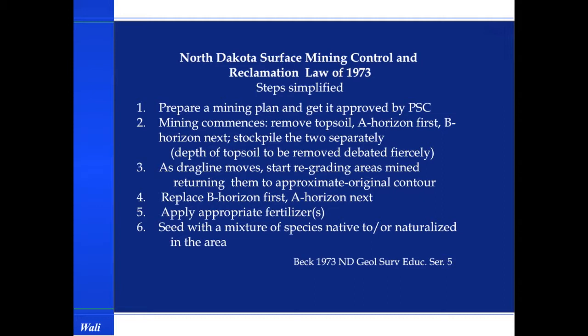So we decided that we are going to have companies prepare a mining plan and get it approved by the Public Service Commission, which has the authority to look at these mines. We said that they are going to remove the topsoil. We said that as the dragline moves, we didn't want them to stockpile, because the deeper layers of the stockpiles get anaerobic and they are worthless. And then replace the B horizon first and A next, apply appropriate fertilizer and use a seed mixture.